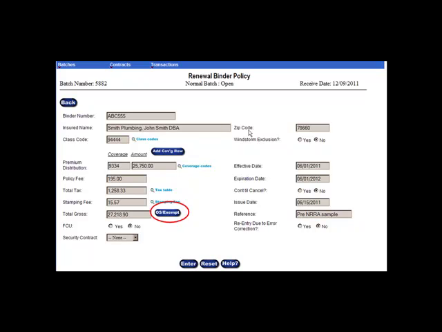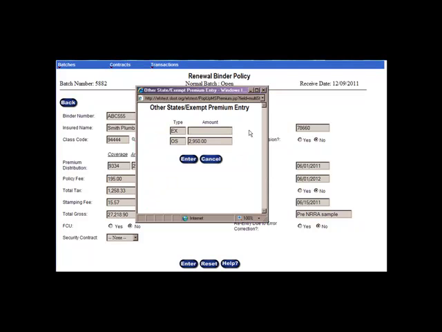Again, for policies effective prior to July 21st, 2011, only the Texas premium is taxable, and then premium for states other than Texas is entered separately in the Other States or OS field.